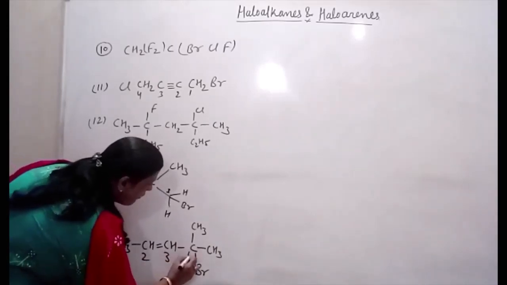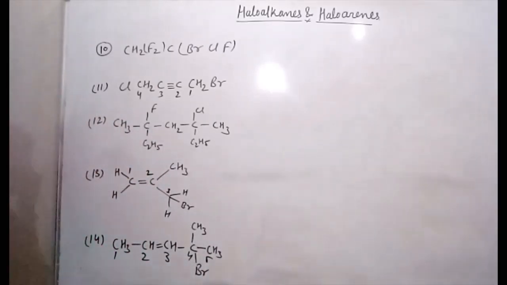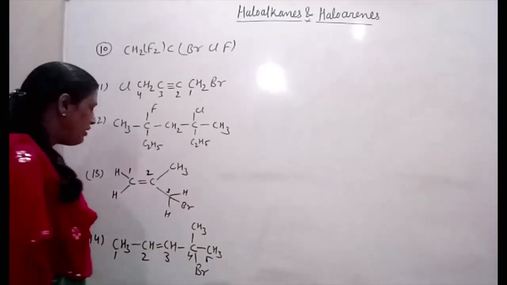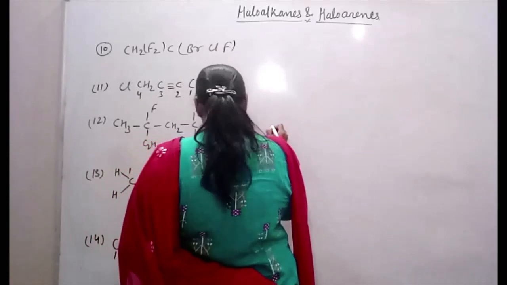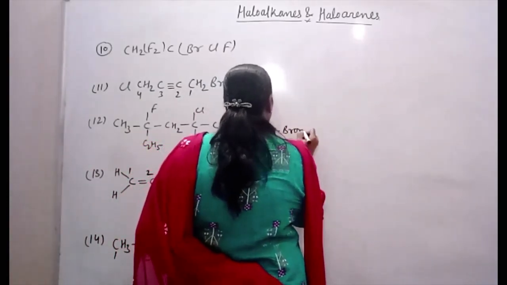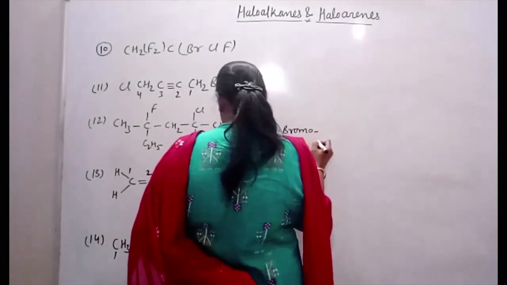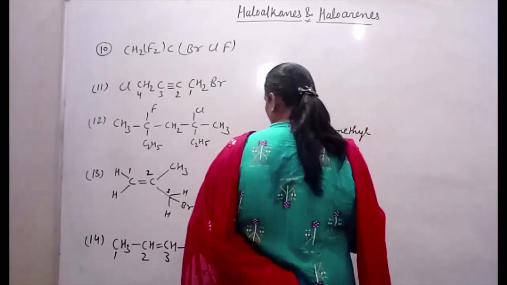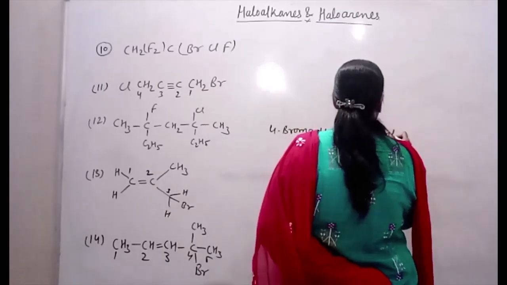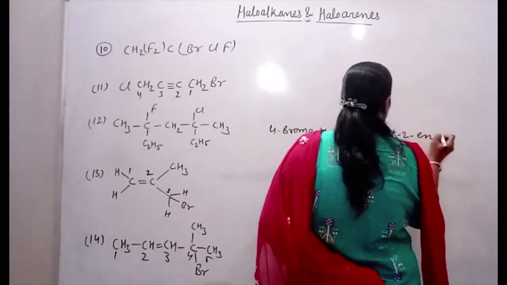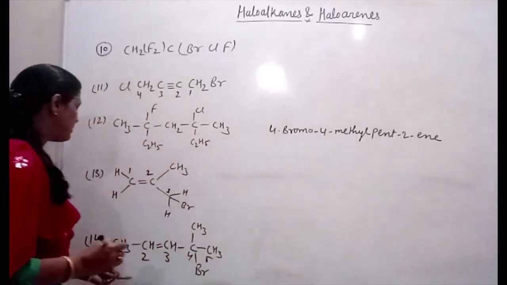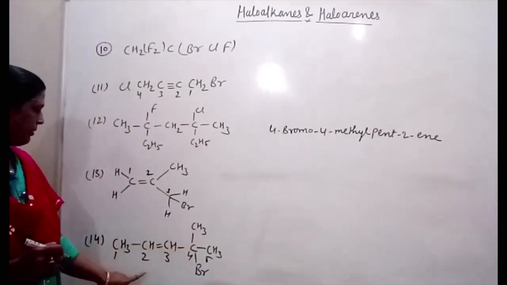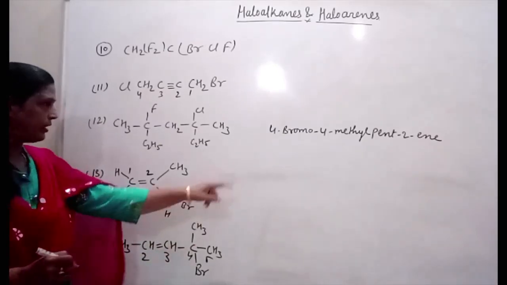1, 2, 3, 4, 5. The naming of this compound: bromo comes first, methyl comes later. So its name is 4-bromo-4-methylpent-2-ene.